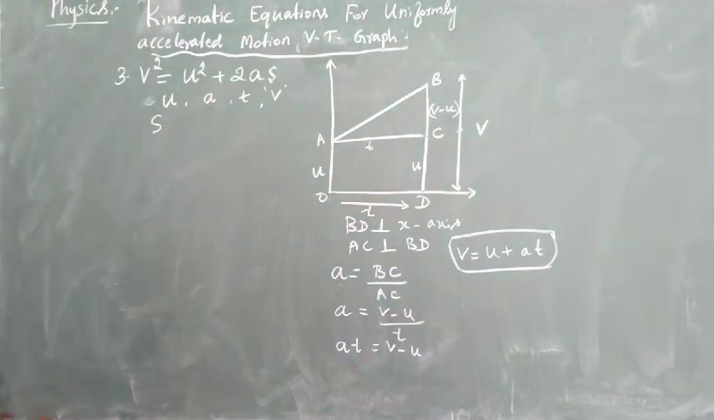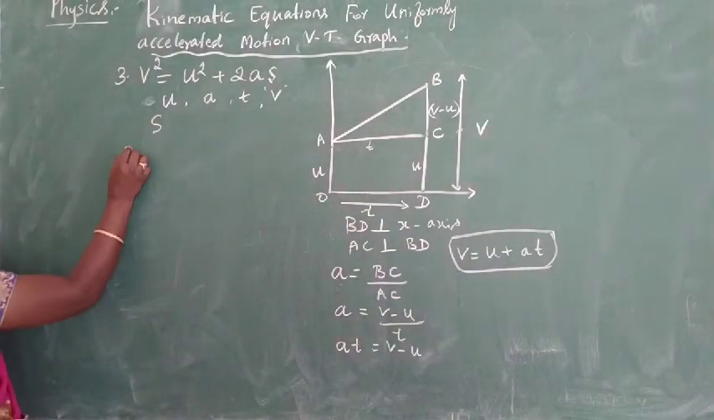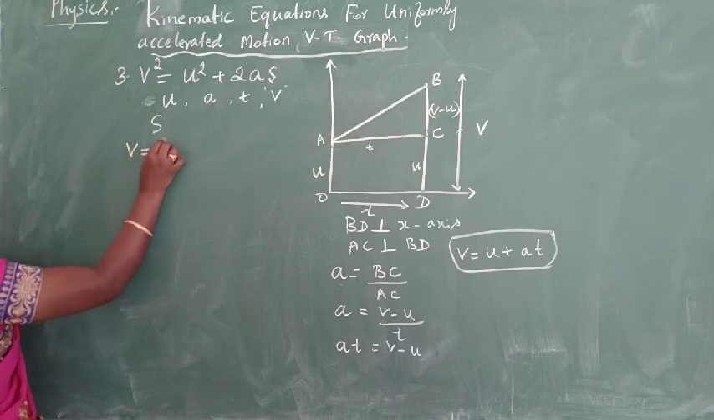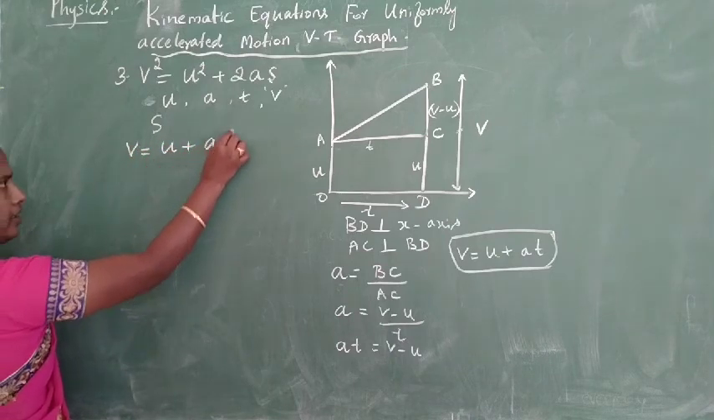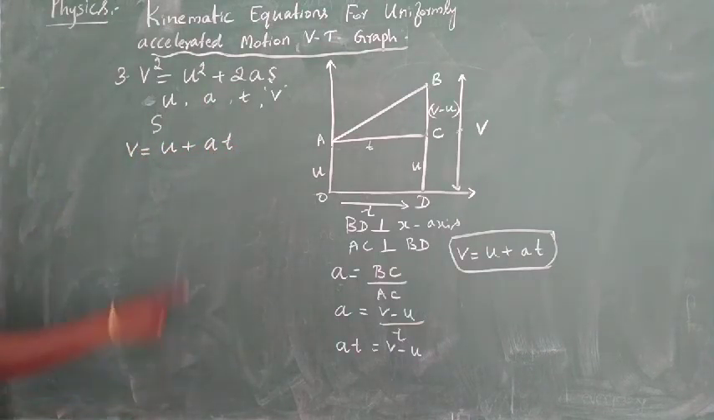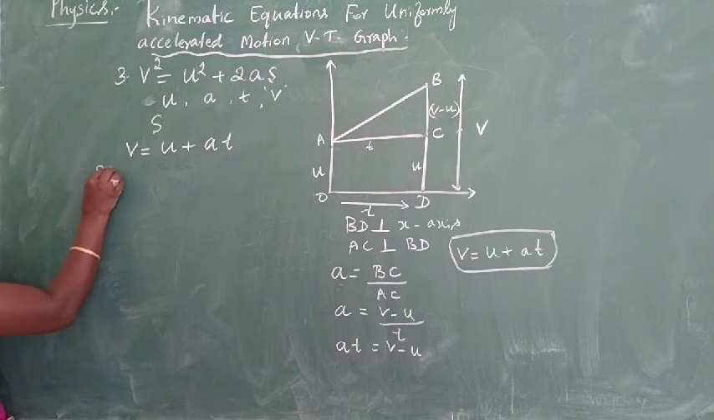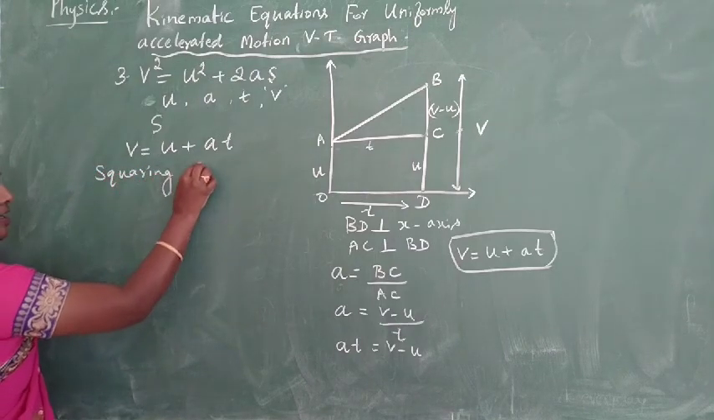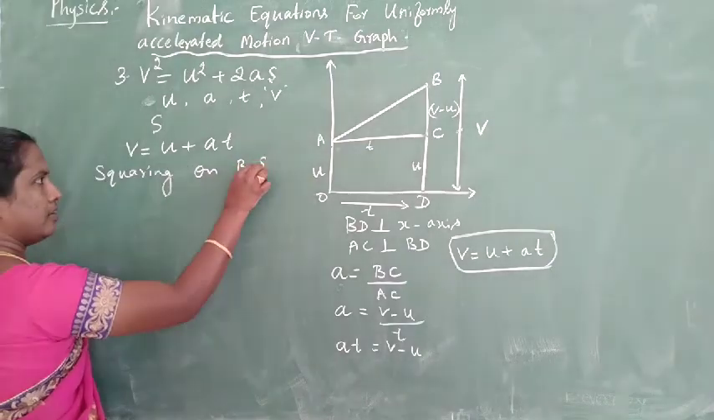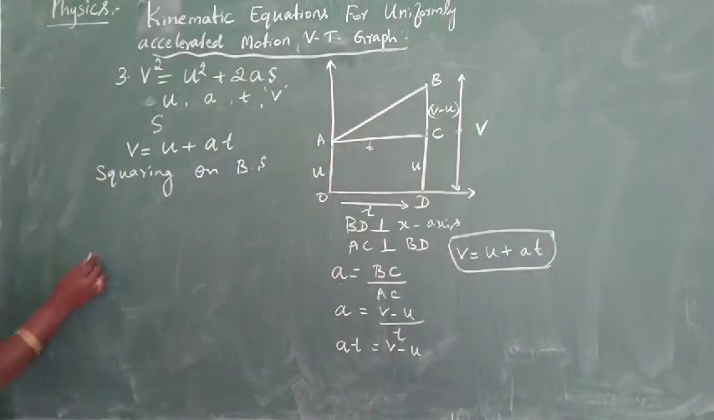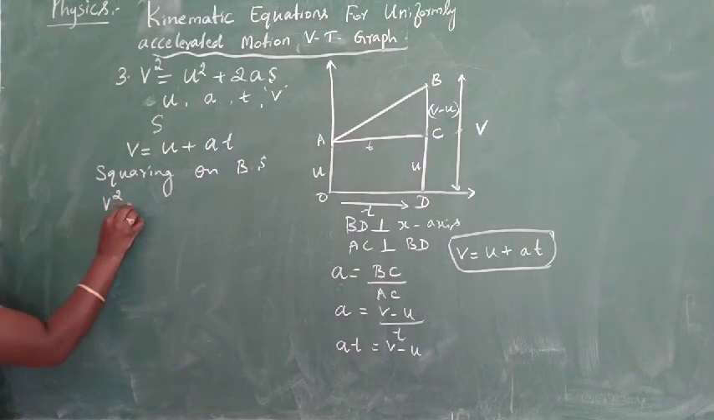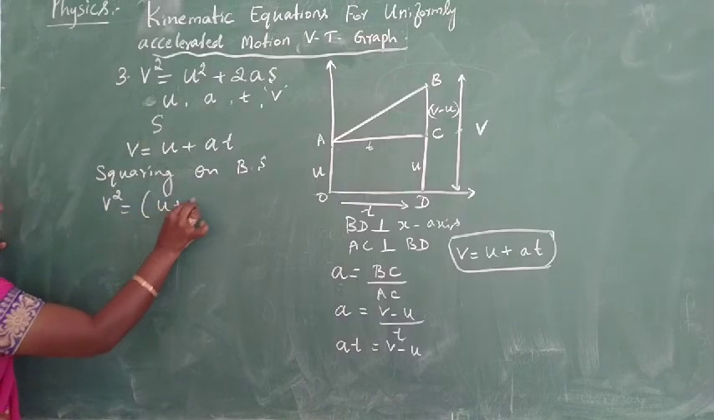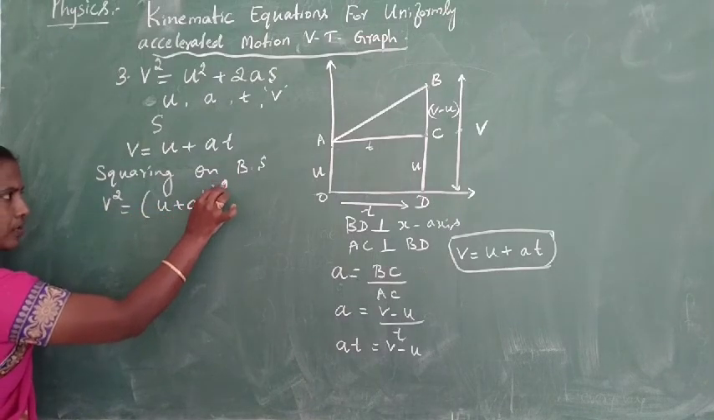Let us consider v is equal to u plus at. So from the slope under the graph we derived the first relation. Let us consider this equation and square it on both sides. Squaring on both sides, that is v square equals u plus at whole square.